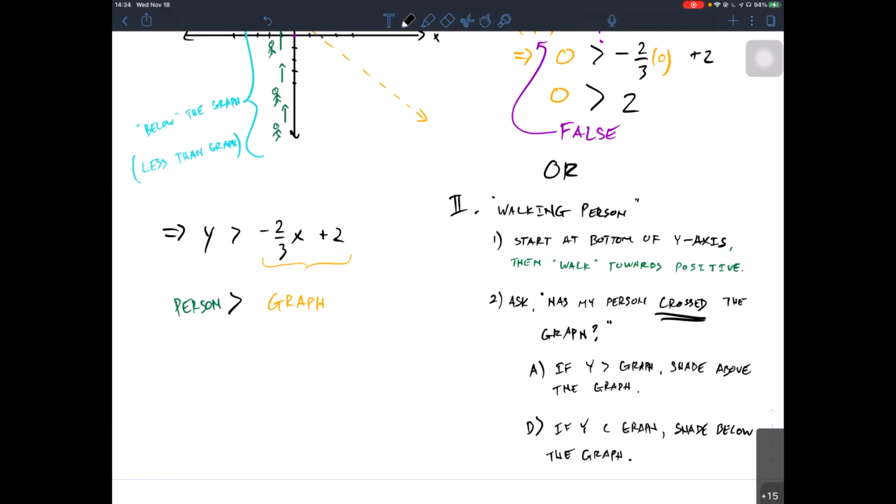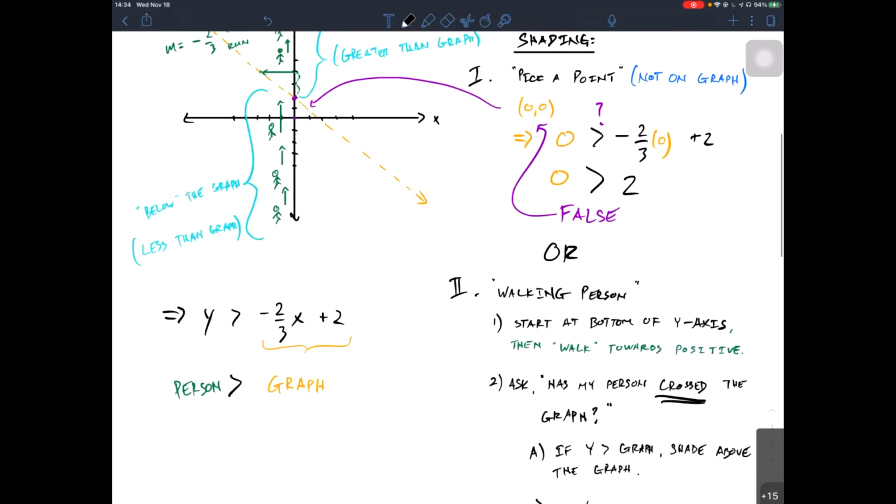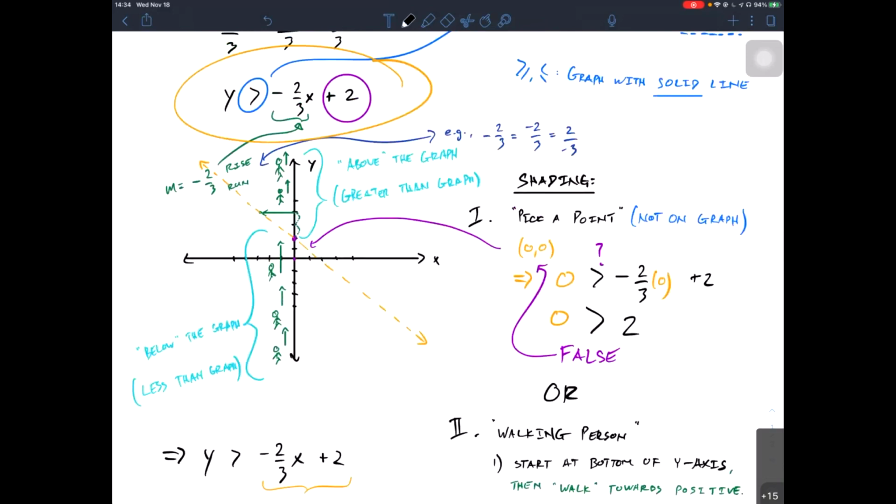Looking at this problem, we have person greater than the graph, or in other words, y is greater than the graph of -2/3 x plus 2. So when you're walking along your y-axis, if you will, it's asking for the person to be greater than the graph. In other words, you have to be above the graph. That's what they're asking for.